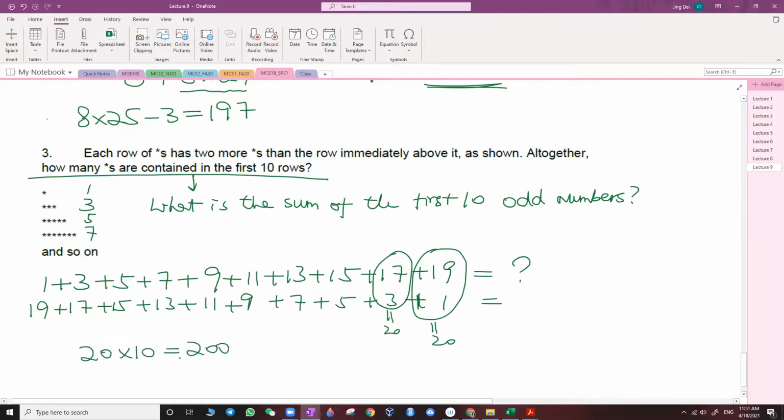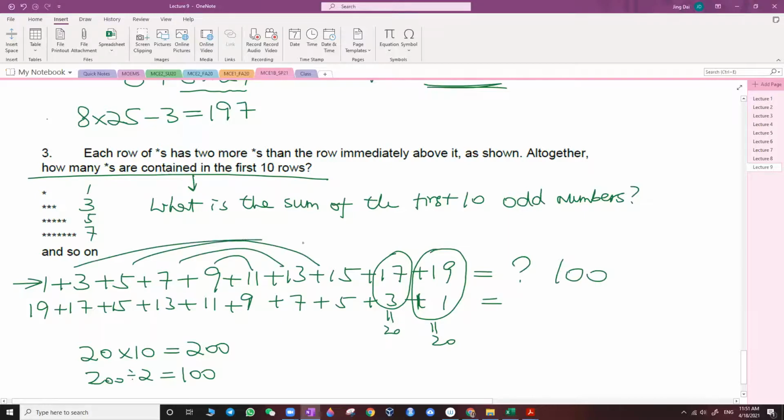But don't forget, if you're using this method, you always have to divide that number by 2 because you are only asked to add up the first sequence, not the second sequence. So the answer should be 100. Or you can do the rainbow method, where I'm pairing up all of these, and then there are 5 pairs of 20. So that would be 20 times 5 equals 100.